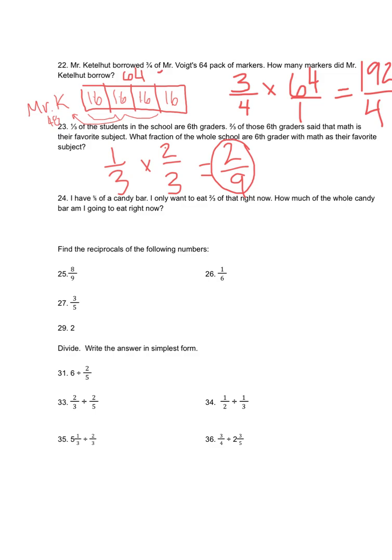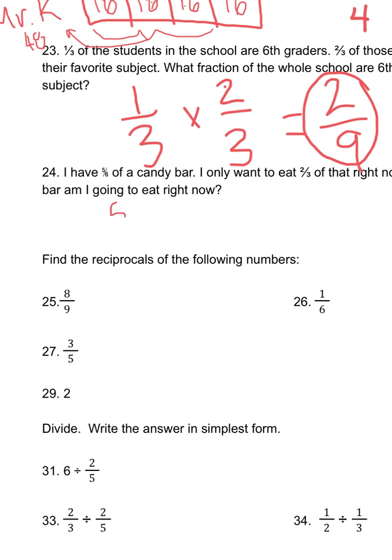Number 24, last word problem. I have 5/6 of a candy bar. I only want to eat 2/3 of that right now. How much of the whole candy bar am I going to eat right now? So we're starting with 5/6 of a candy bar, and we want to eat 2/3 of 5/6. So keyword of, I'm going to multiply 5/6 by 2/3, and that is going to give us 10 over 18.